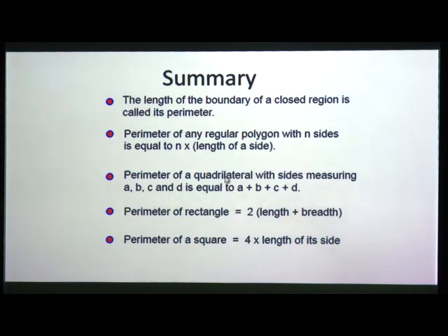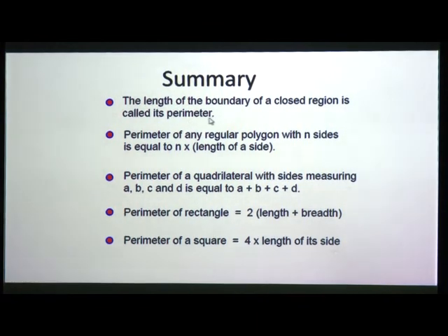Now, we will have a summary of the chapter. What we have learned in area and perimeter. The length of the boundary of a closed region is called a perimeter.